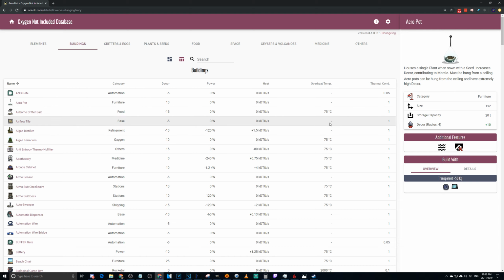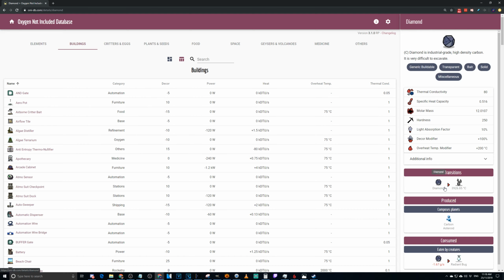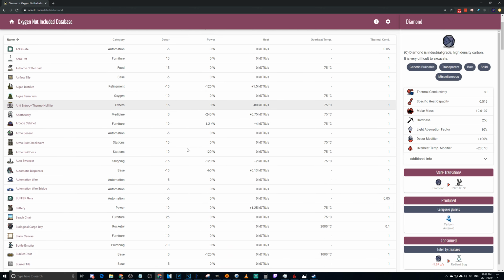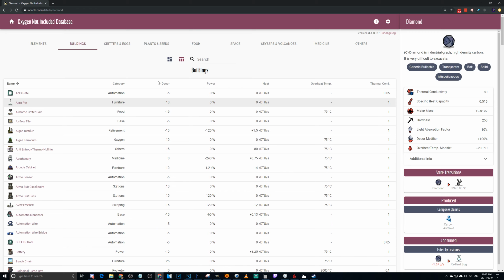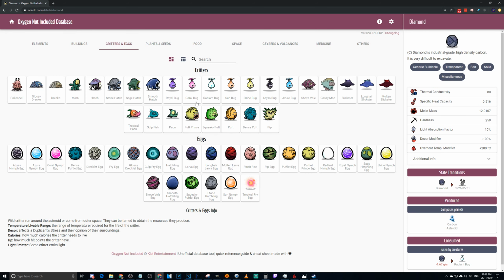And obviously, if you make an aeropod out of diamond, it has a decor modifier of 100%. So if you make aeropods out of diamond, they're now worth 20 decor rather than the original 10, all that sort of stuff. So this is a very powerful tool, and it covers your elements, your buildings, your critters as well. Like, what are your different critters?